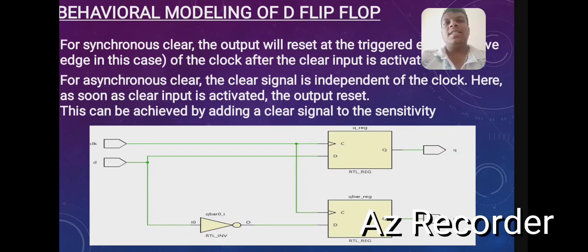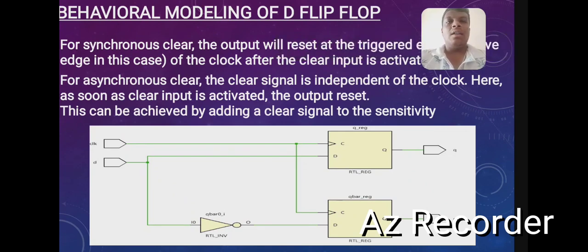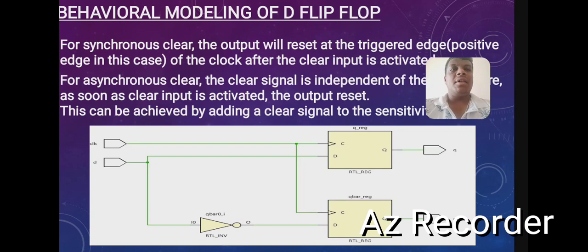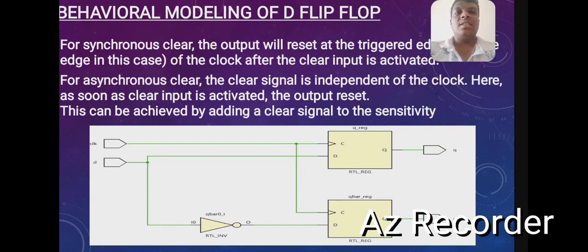For the D flip-flop also, we have to know the truth table and the logic diagrams. For clear, the output will be reset at the triggered edge, the positive edge in this case, of the clock after the clear input is activated. The asynchronous clear signal is independent of the clock. Here, as soon as the clear is activated, the output is reset. This can be achieved by adding the clear signal to the sensitivity list. So you can see the diagram also.